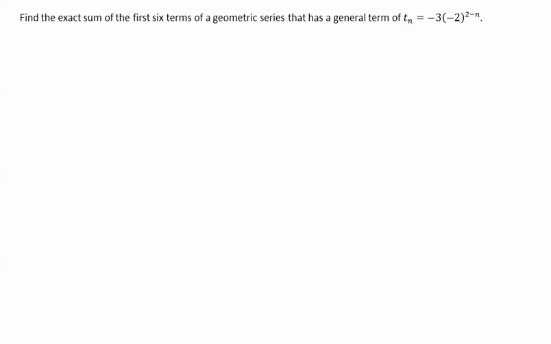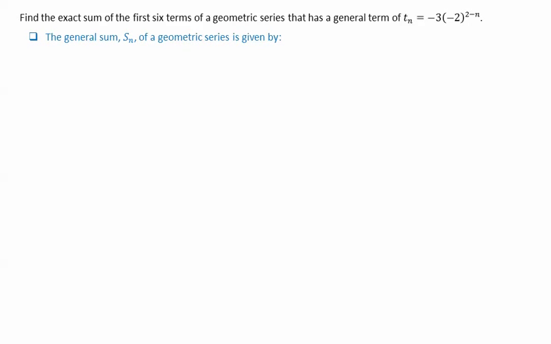Find the exact sum of the first 6 terms of a geometric series that has the general term of Tn equals negative 3 times negative 2 raised to the 2 minus n.